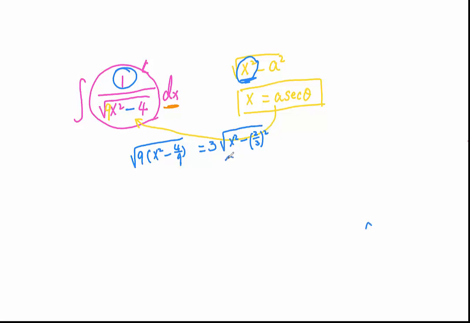So let's look at it one more time. That's exactly the same form we had before: x squared minus a constant number squared. So x will be equal to a, which is 2/3 secant theta. Okay, that's it. Any questions? After we factor out the 3, we can put it outside the integral sign, right, since it's a constant. Yes.